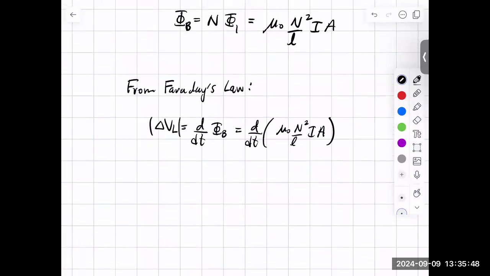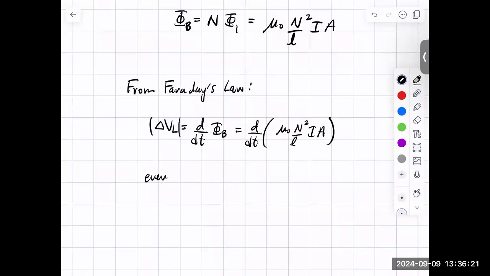What is the only thing that could possibly be changing with time here? Current, yeah. So mu naught is a constant. A and L are just geometrical factors. So as long as we're not deforming our solenoid, as long as the length and area remain fixed, these are constants. And the number of turns is just set by how many windings we make. So those are all constants. I is the only thing that can change.